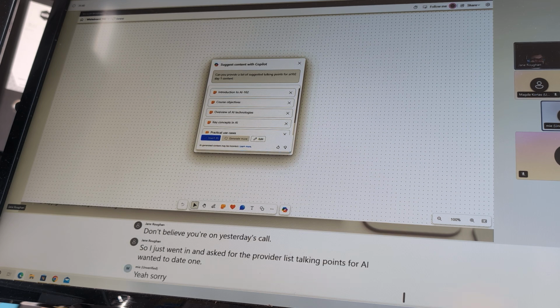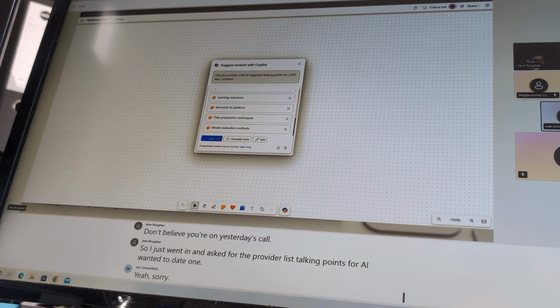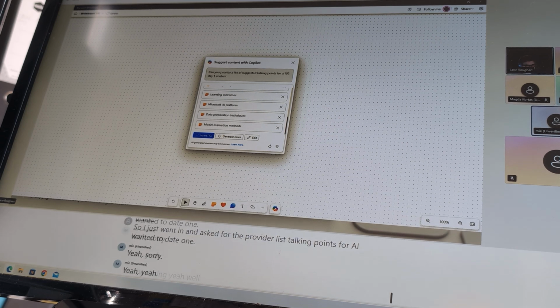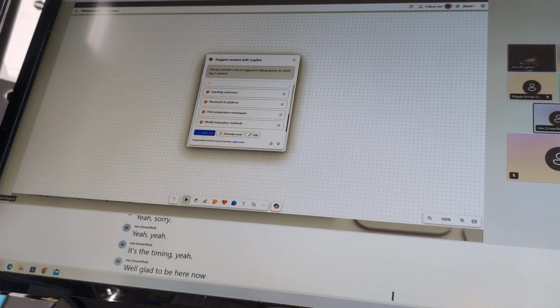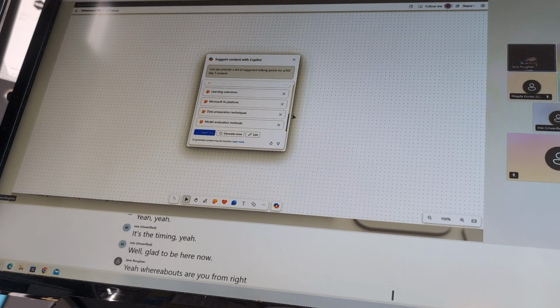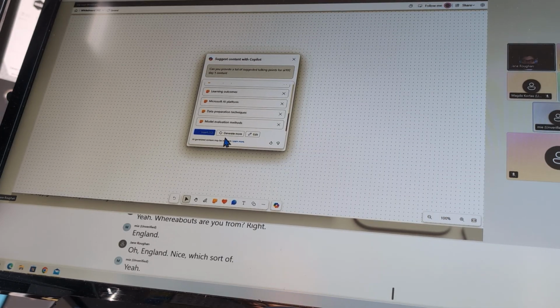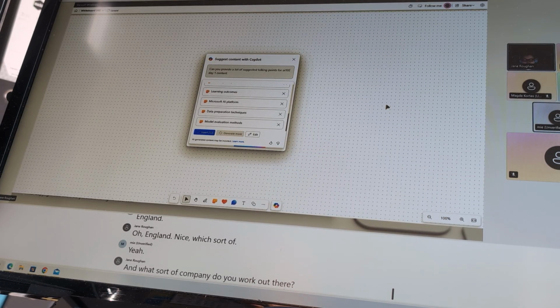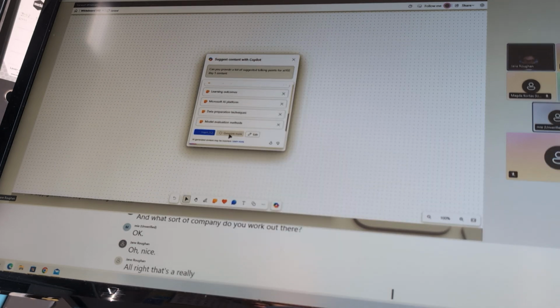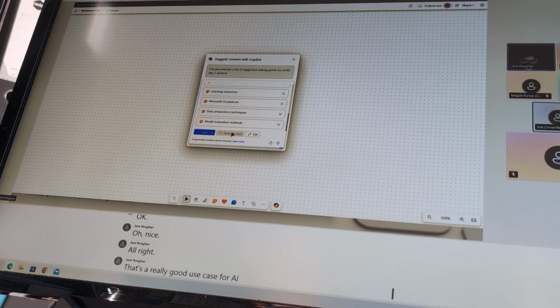Oh, that's okay. Yeah, it's the timing. Yeah, glad to be here now. Whereabouts are you from, mate? England. Oh, England, nice. What sort of company do you work at there? Healthcare. Oh, nice. All right, that's a really good use case for AI. Lots of use cases for AI.